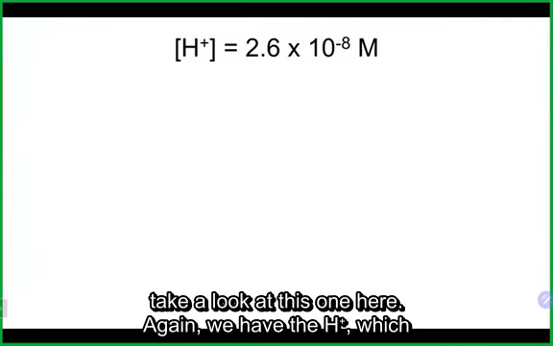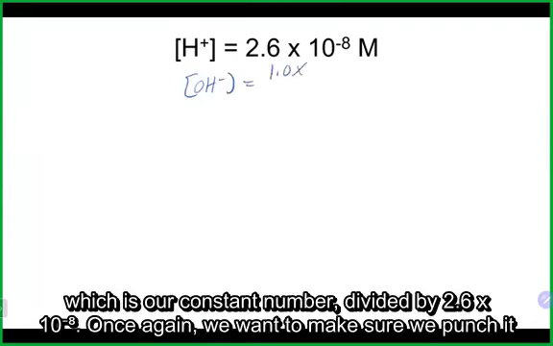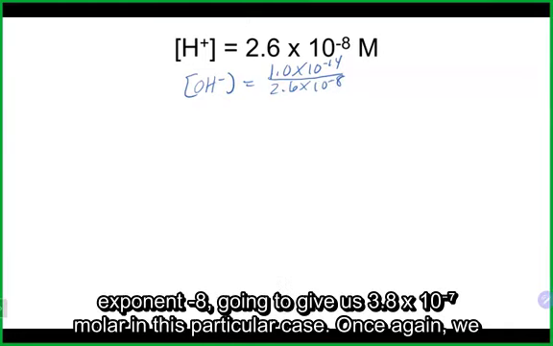Let's take a look at this one. Here again, we have the H plus, which means we're going to do our OH minus, is our 1 times 10 to the minus 14, which is our constant number, divided by 2.6 times 10 to the minus 8. Once again, we want to make sure we punch it in correctly. 1 exponent negative 14 divided by 2.6 exponent negative 8. Going to give us 3.8 times 10 to the minus 7 molar in this particular case.